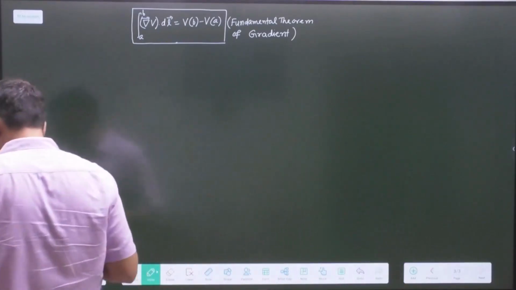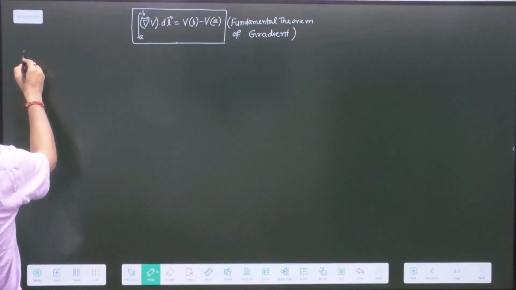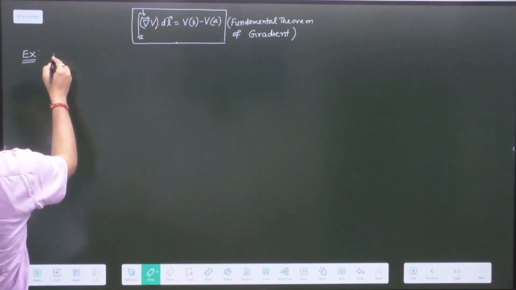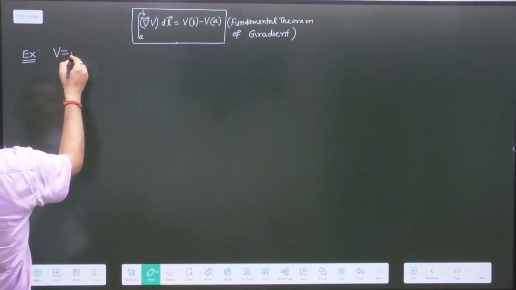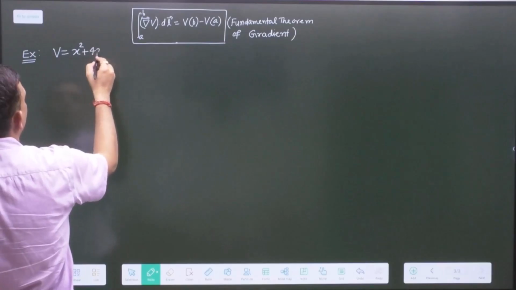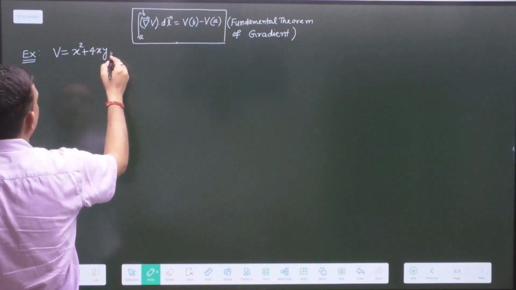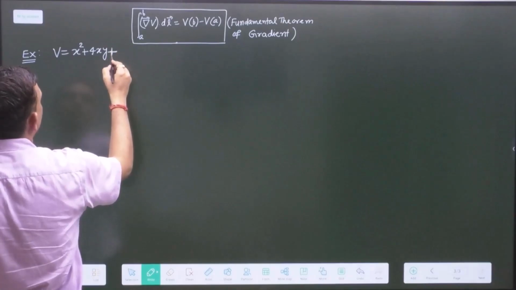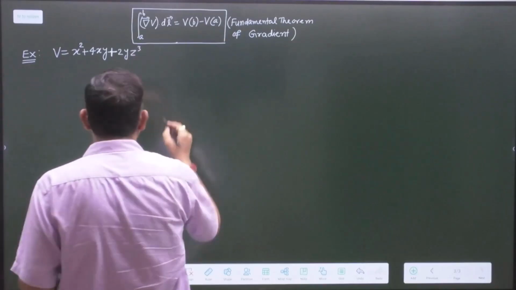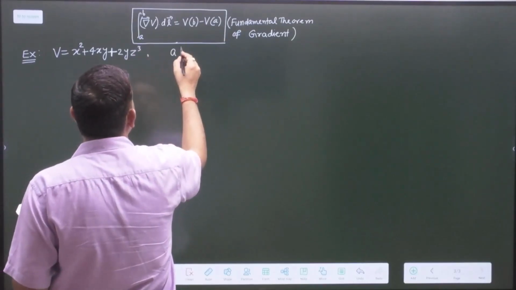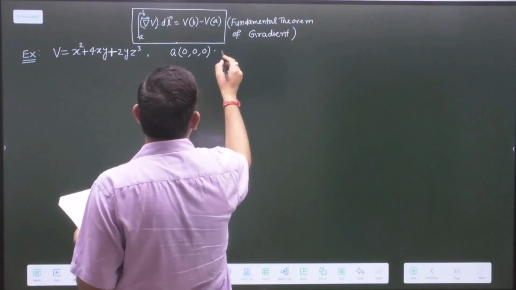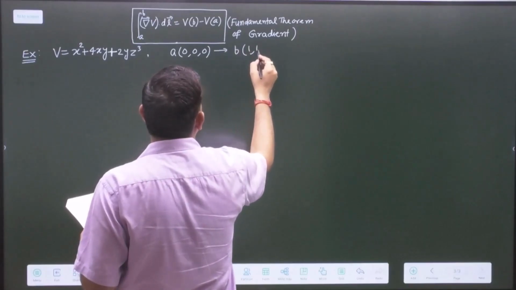So let's take an example. Now V is given as x squared plus 4xy plus 2yz cubed. This is V, and the point A is given as 0, 0, 0, and point B is 1, 1, 1.